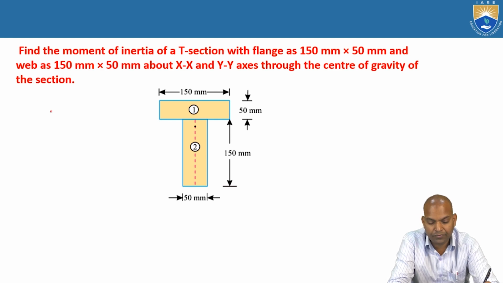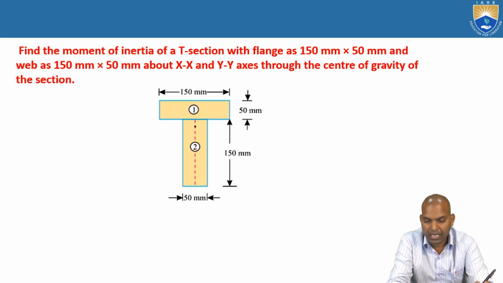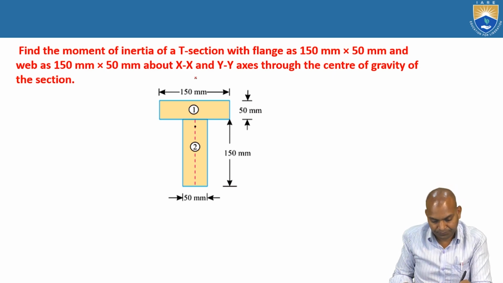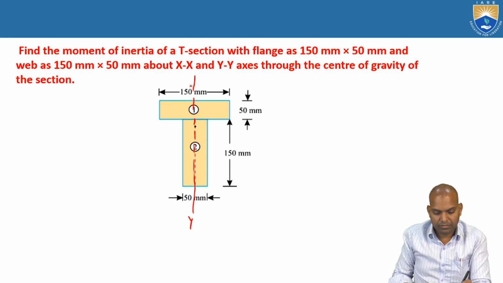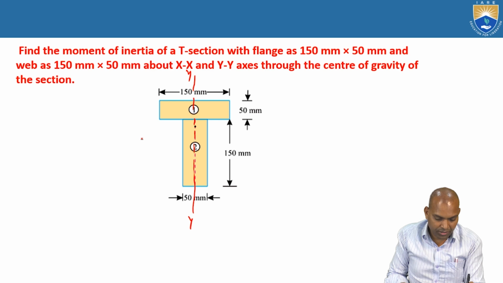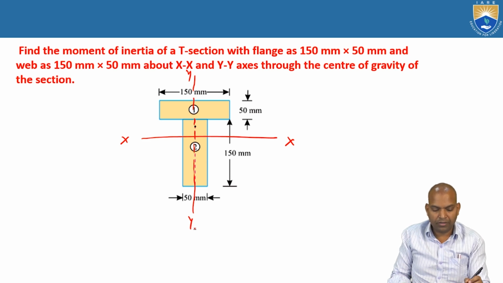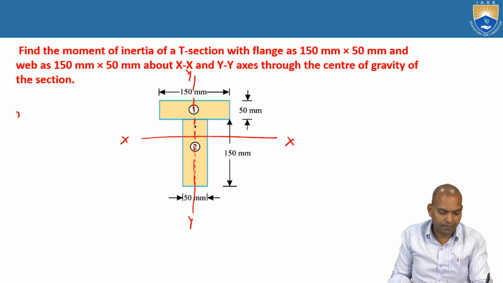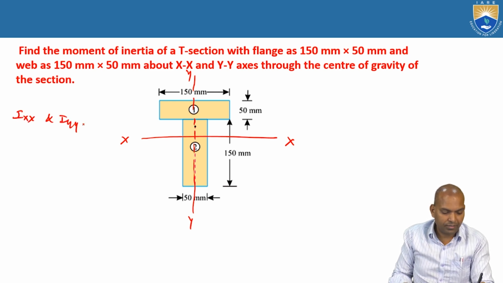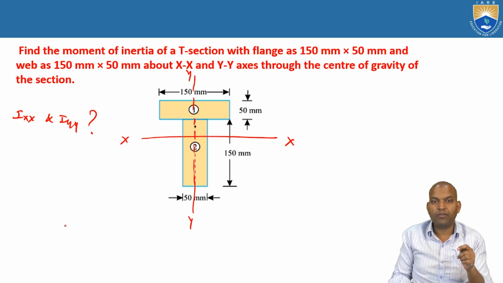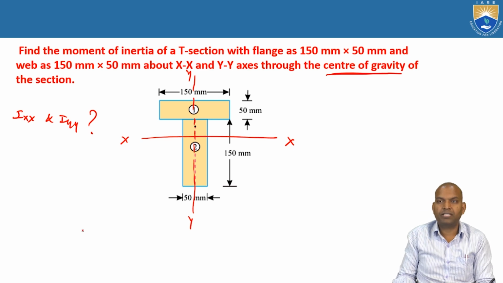It has dimensions of 150 millimeters by 50 millimeters. The flange is 150 by 50 and the web is also 150 by 50. Now we have to find the moment of inertia about the XX and YY axes through the center of gravity of the section. This is YY, and this is XX. So first of all we want to find I XX and I YY. Further, what to do? We have to locate the center of gravity.